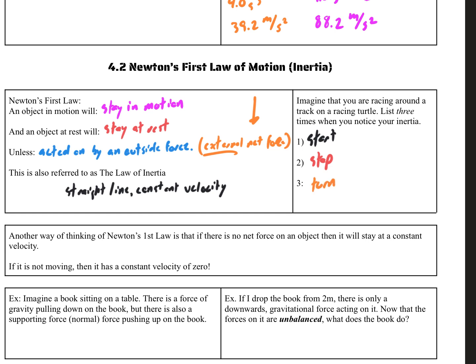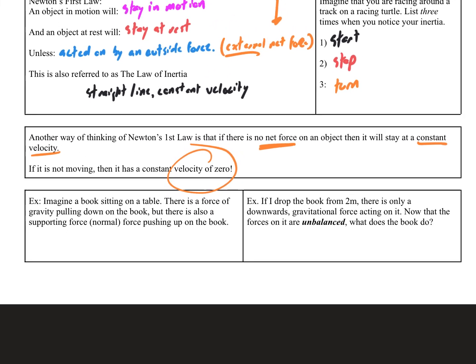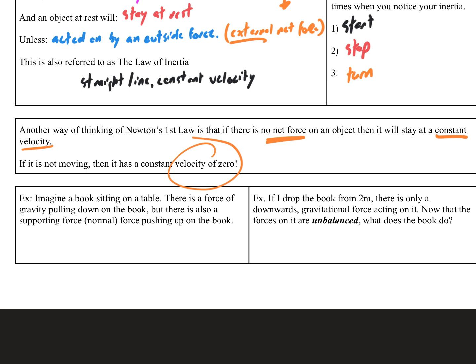So we have these three different things. When you start, you feel like you're being pushed into the seat. When you stop, you feel like you're being pushed forward. And when you turn, you feel like you're being pushed to the side by some phantom force, which is kind of cool. So another way of thinking of Newton's first law is that if there's no net force on an object, it will stay at a constant velocity. If it's not moving, it has a constant velocity of 0. That's a really great way to think about that. We'll have a few more examples on how to handle the inertia of the thing when we talk about our problem set next class.